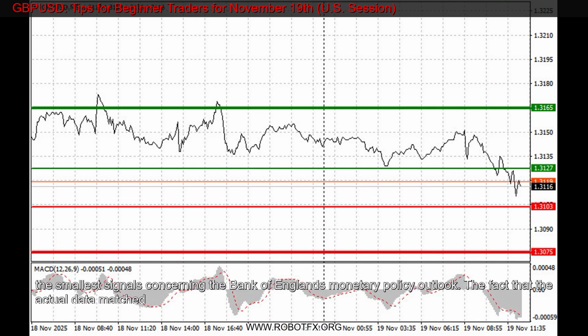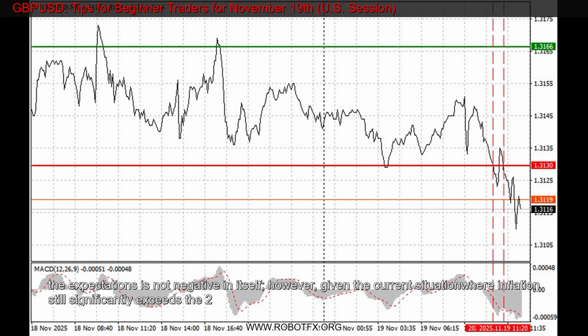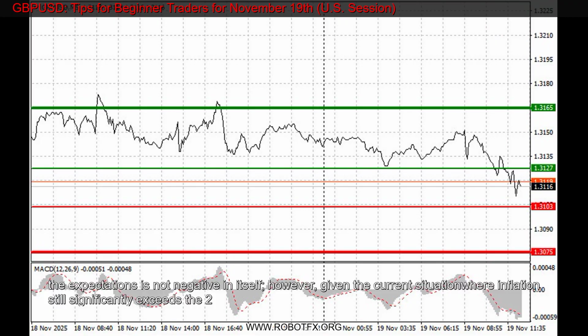At the same time, the fall of the pound may be temporary and driven by speculative sentiment. In the long run, the pound's exchange rate will depend on fundamental factors such as the overall state of the British economy, trade relations with other countries, and the geopolitical landscape.